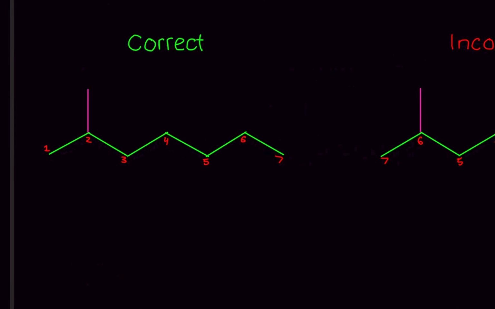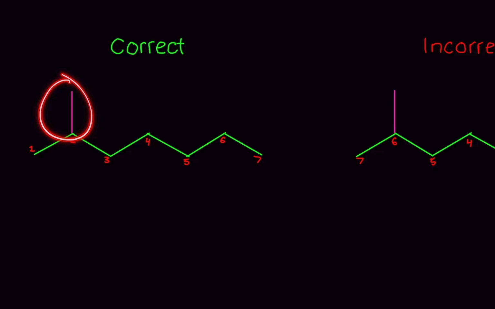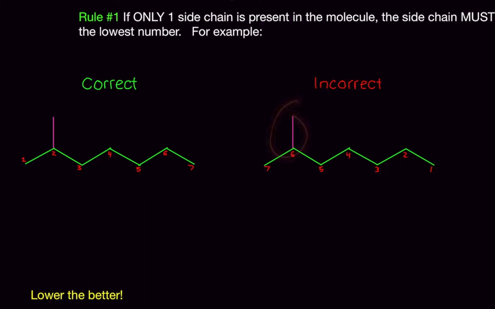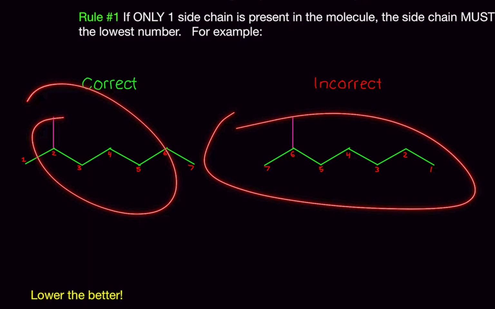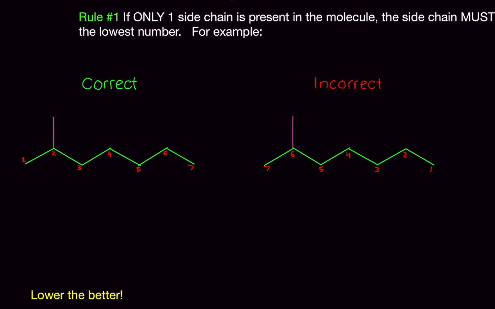Here we obviously have a methyl group. The one on the left and the one on the right are the same exact molecule, but notice how I numbered them. Numbering from left to right is the correct way, with the smallest number being the one on the left. So we go 1, 2, 3, 4, 5, 6, 7. This is the correct way. The incorrect way would be numbering from the right-hand side, 1, 2, 3, 4, 5, 6, 7.